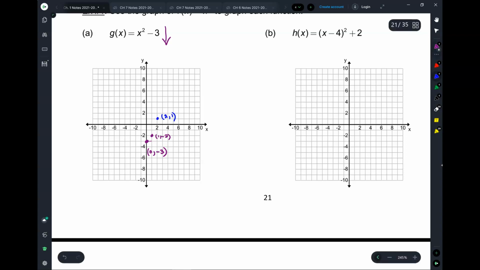Now, you're going to mirror these points on the other side. So the first one in the purple, you're going to mirror it on this side, right? And that's going to be (-1, -2). The blue one, on this side, it's going to be (-2, 1). And those are your 5 points.